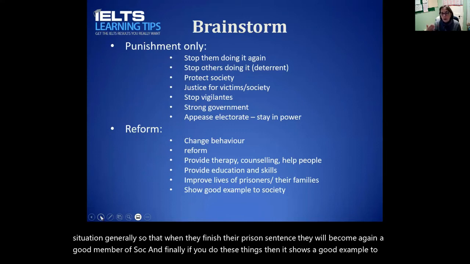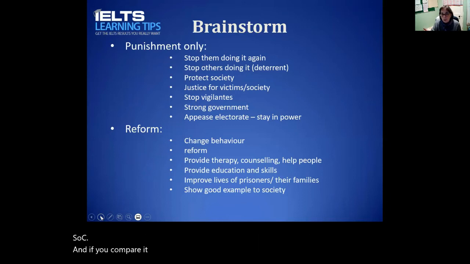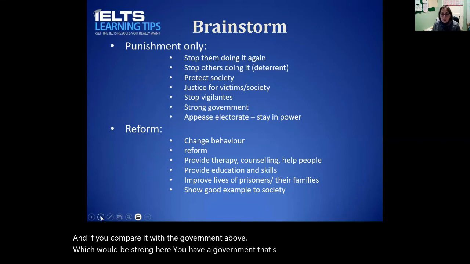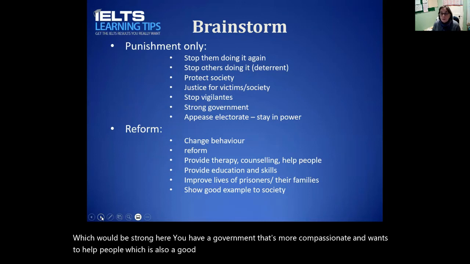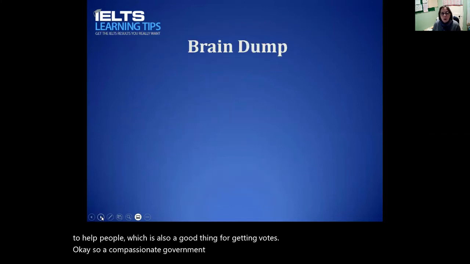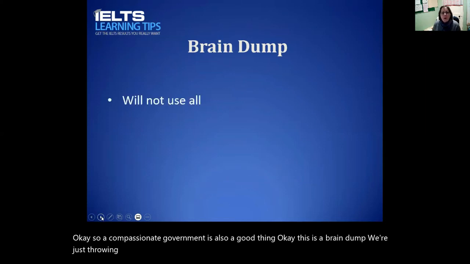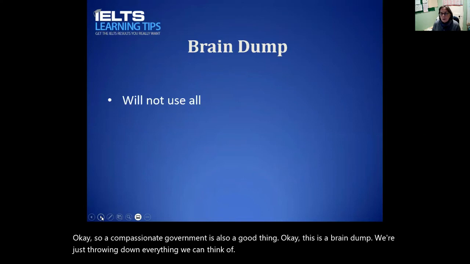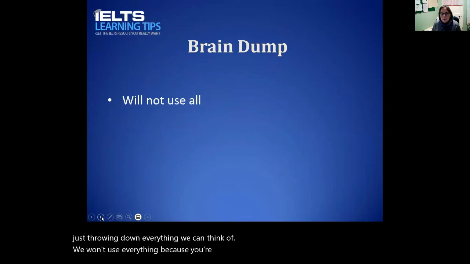And if you compare it with the government above, which would be strong, here you have a government that's more compassionate and wants to help people, which is also a good thing for getting votes. Okay, so a compassionate government is also a good thing. Okay, this is a brain dump. We're just throwing down everything we can think of. We won't use everything because you're only asked for 250 words.